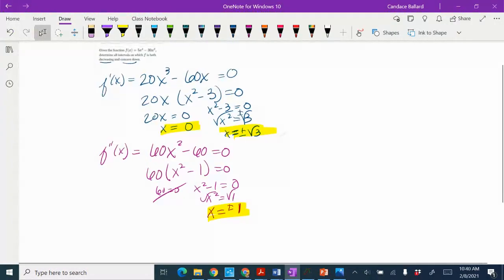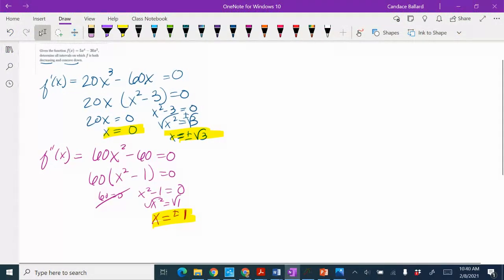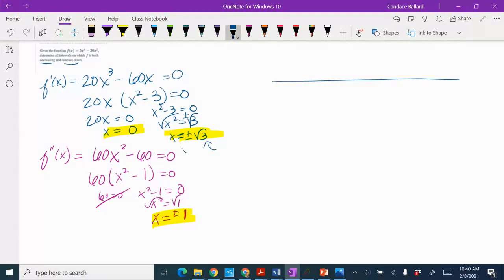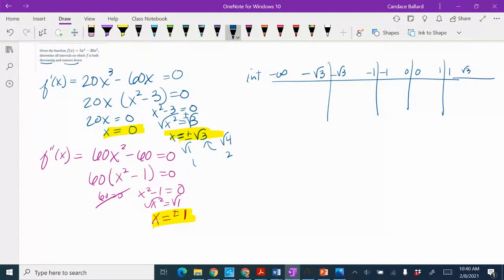So now I'm going to make a double layer sign chart, using all of these critical numbers. I know that the square root of 3 has to be between the square root of 1 and the square root of 4, which is between 1 and 2. So it has to be bigger than 1. My intervals are going to be from negative infinity to negative square root of 3, then negative square root of 3 to -1, -1 to 0, 0 to 1, 1 to square root of 3, and square root of 3 to infinity.